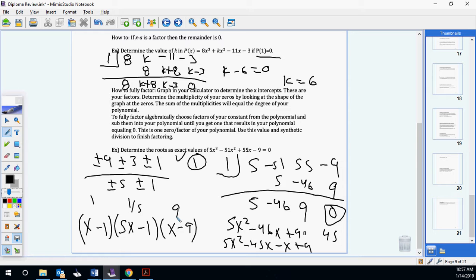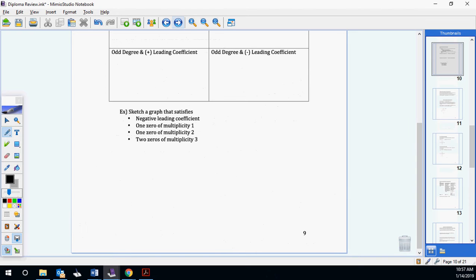5x minus 1. Well, I just went ahead and did this. When you pull a 5x out, and then you pull a negative 1 out of this one. So 5x came out of this one, and negative 1 came out of this one. So 5x minus 1, and then x minus 9 is left. I just skipped the last part of the factoring because of room, sorry. Okay, and there we go.